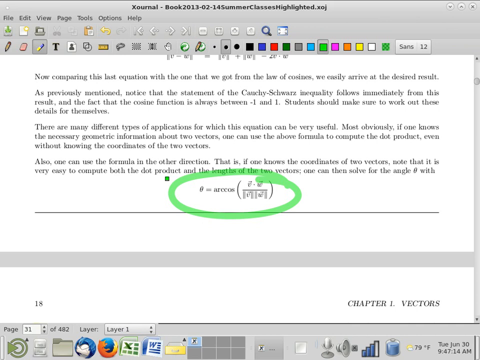You're measuring an angle on a sloped plane. It's really not clear at all how you'd go about doing that. And yet, the dot product does it for us in a snap. So, very cool fact.